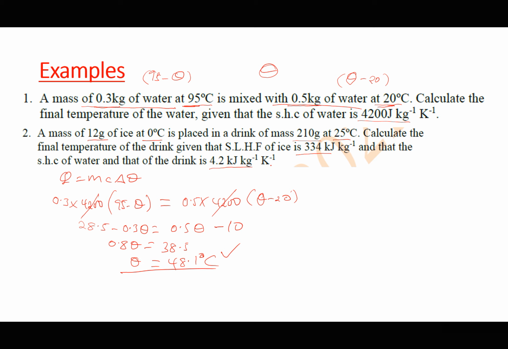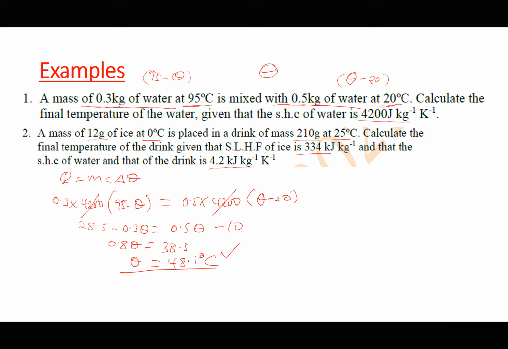So here we have a drink. The drink is at a higher temperature. The ice is at a lower temperature. A mass of 12 grams of ice is placed in a drink. The drink is at a higher temperature. So it means the drink will be the one to lose heat, and the ice will gain heat.